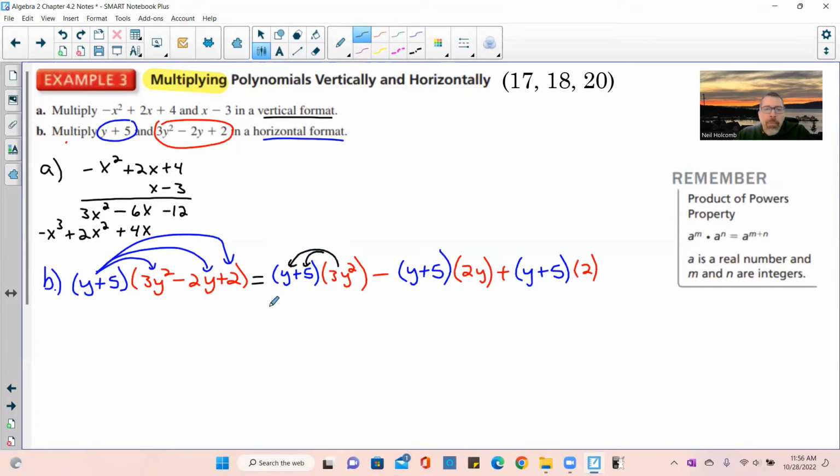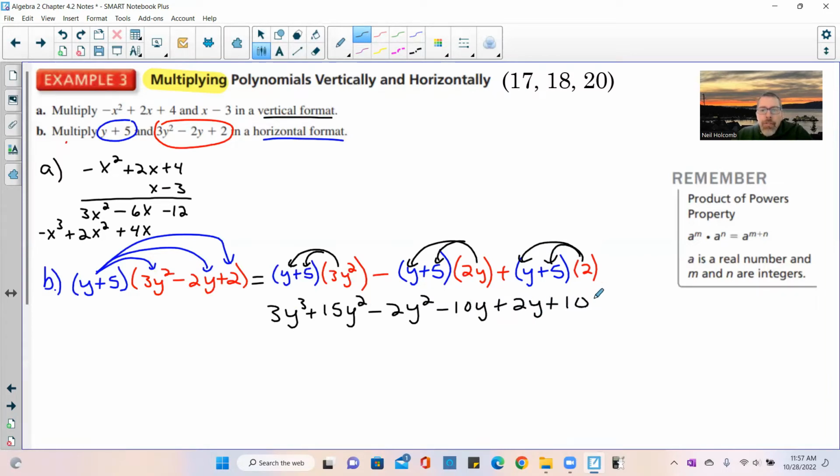So 3y squared times y is 3y cubed. 3y squared times 5 is 15y squared. 3 times 5 and then the y squared. Okay, so now we're going to take 2y times y, and it's negative 2y squared. And a 2y times a negative 5 is going to be negative 10y. And then finally, plus, so what I did here was I distributed this to here. Now we're going to take 2 times y and 2 times 5. So that's going to be 2 times y is 2y, and 2 times 5 is 10.